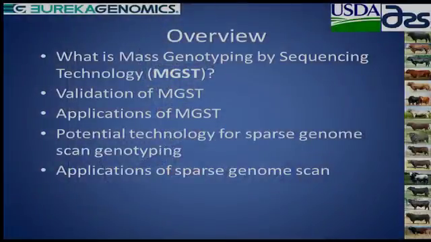And so, a quick overview of the presentation. I will start off by discussing a concept called mass genotyping by sequencing technology and explain what that is, go through how we've validated it, and think about some potential applications for it. And then I want to introduce the concept of a sparse genome scan, which is somewhat similar to what Matt alluded to, but we're going to take it a little bit further than that. And then we'll talk about some applications of a sparse genome scan.